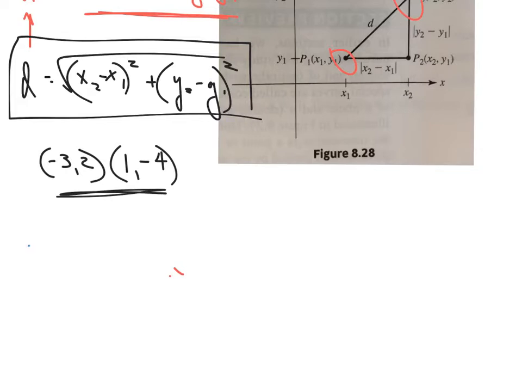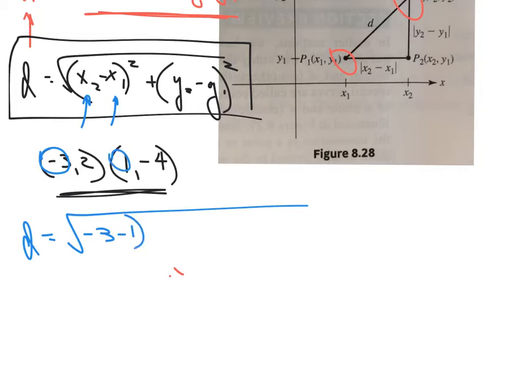term is a y. So we can say d equals the square root of well, which of these x's is x2 and which one is x1? Doesn't matter. Let's just use this as our x2 and this one as our x1. Which means if we used this as our x2, we have to use this one as our y2.